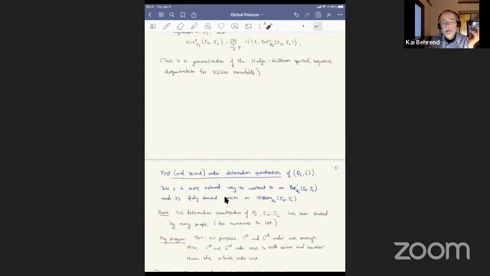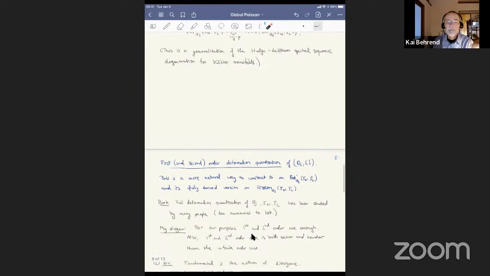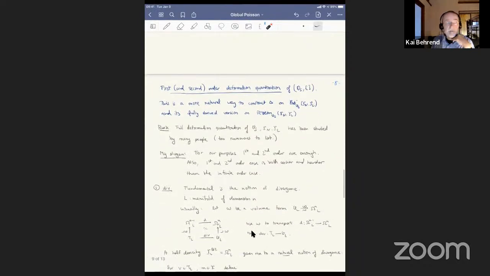What I'm maybe claiming is that you don't need to go all the way to the full quantization. So this is what I call my slogan here. For the purposes of what I'm proposing, these first and second order quantizations are actually enough. And the first and second order cases are both easier and harder than the infinite order case in some sense. It's not that one follows from the other in the most simple way. So I wanted to explain some of this.